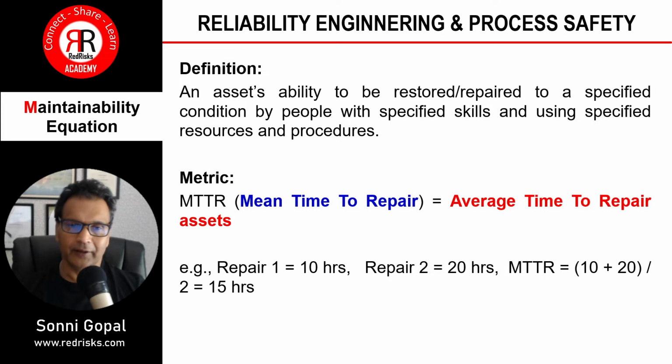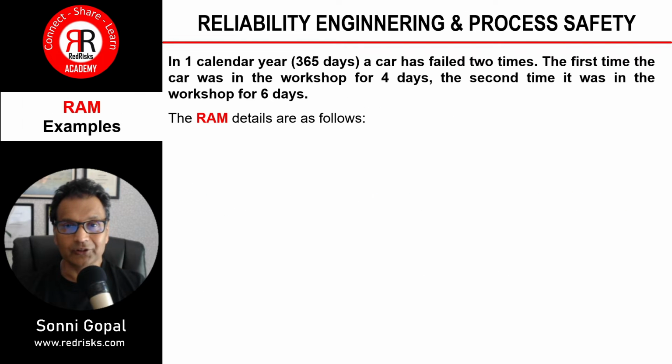Very simply, if you have 2 repairs on a plant and they take 10 hours and 20 hours, then the total time that it's been down is 30 hours. So therefore, the mean time to repair is just the 30 hours divided by the number of repairs it's had, which is 2, and therefore the mean time to repair is 15 hours in this particular scenario. I rapidly went through those equations, but let's put it into some context here.